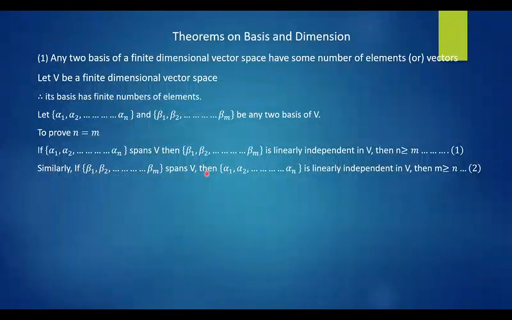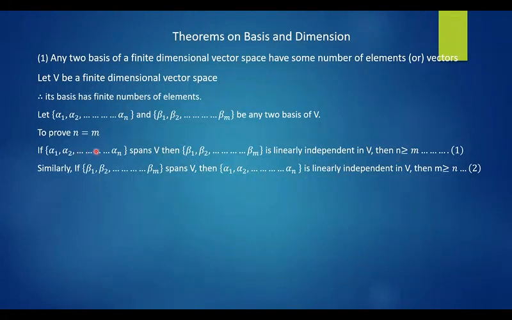In the same way, if we consider beta 1 to beta m spans V, then the alpha 1 to alpha n set is linearly independent in V. Then we can write m is always greater than or equal to n. That means the number of vectors that span V is always greater than or equal to the number of vectors in a linearly independent set. Since these two are bases, once it spans V, in the other case it is linearly independent.